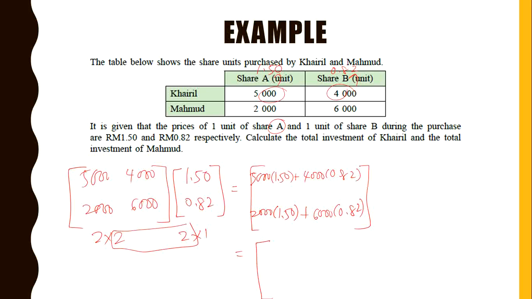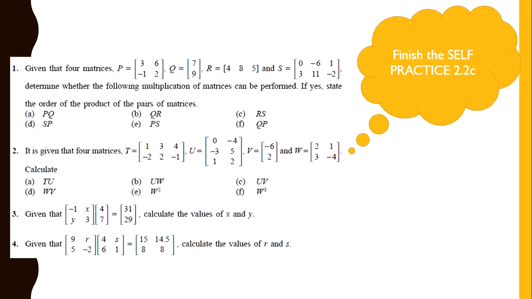This is Khairil's investment or purchase. This is Mahmud's investment. So, here Khairil's is 10,780 and Mahmud's 7,920. Okay, so finish self-practice 2.2C.